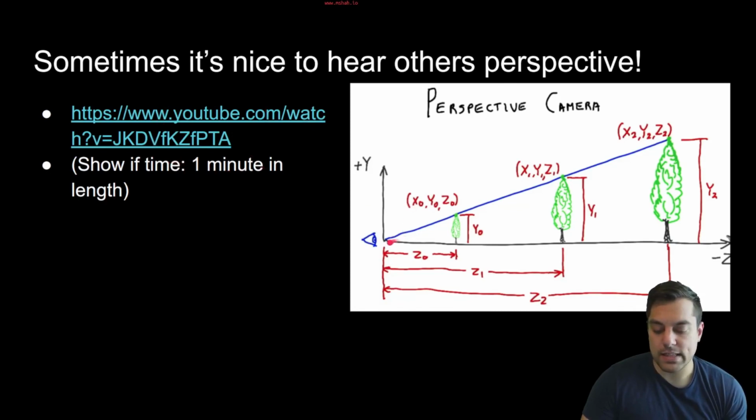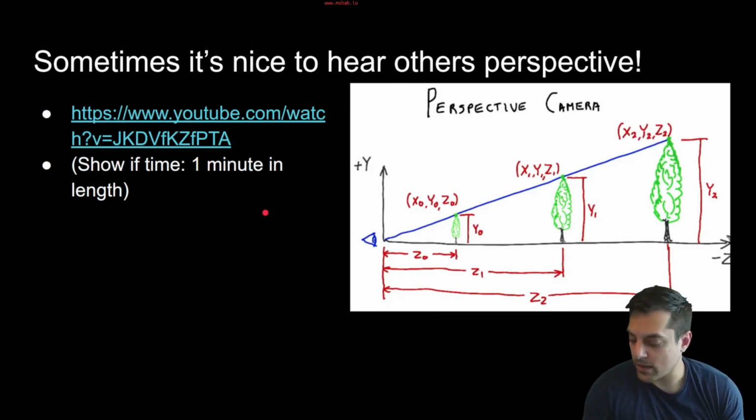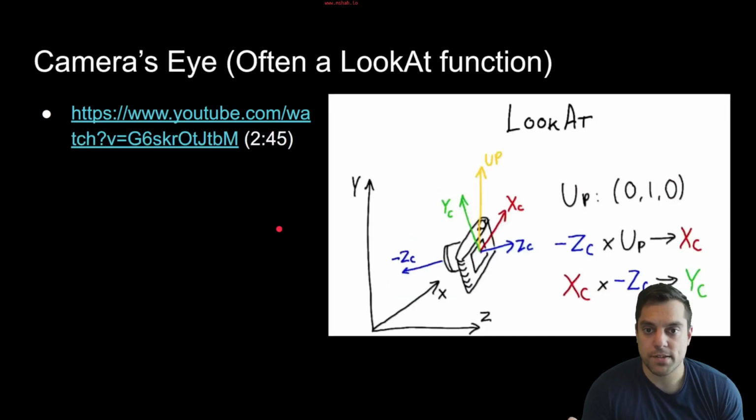This one explains a little bit the distance and how things get foreshortened, right? So these trees are actually going to appear the same size. I'd like you to take a moment to pause the video and just watch this 1 minute video here. I think that'll help make things a little bit more concrete.